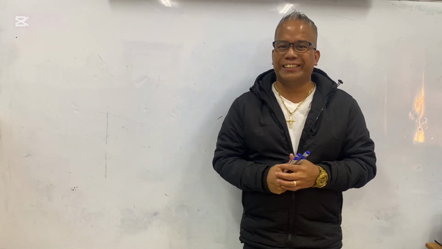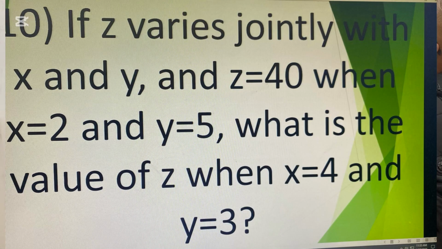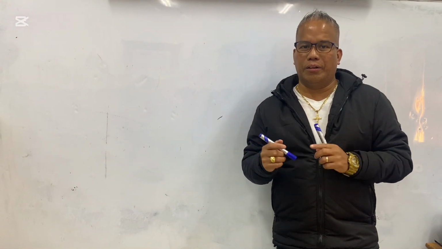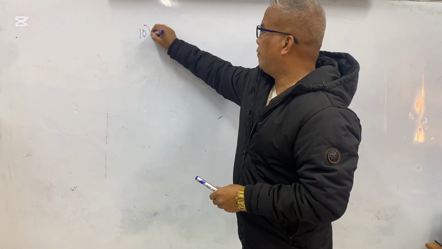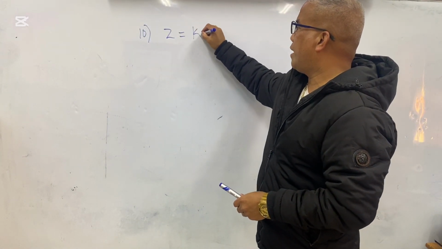Question number 10. If z varies jointly with x and y, and z equals 40 when x equals 2 and y equals 5, what is the value of z when x equals 4 and y equals 3? Take note, the term being used is jointly. So the formula for number 10 will be z equals kxy.